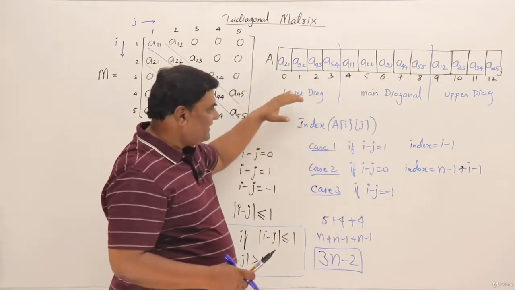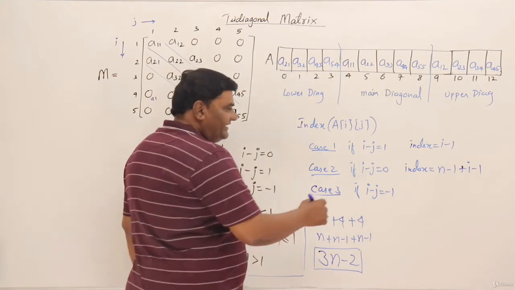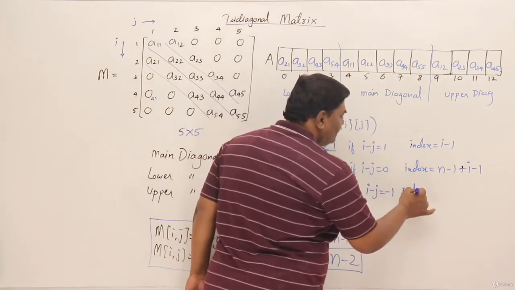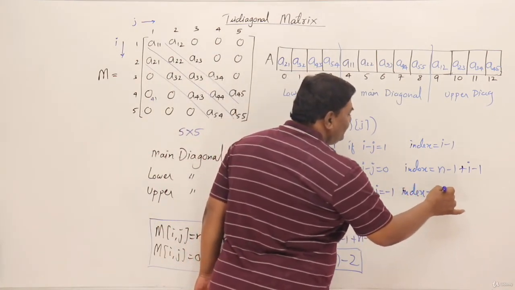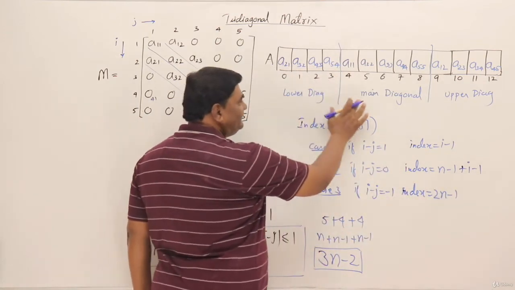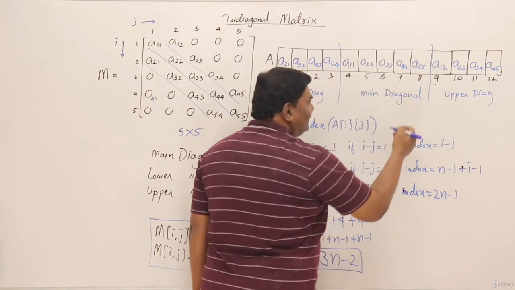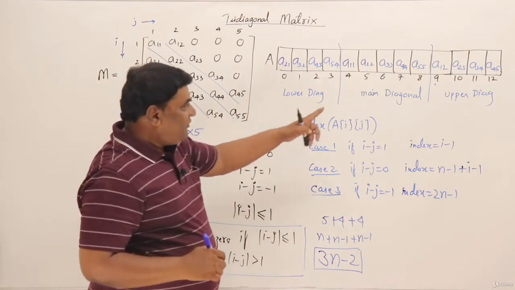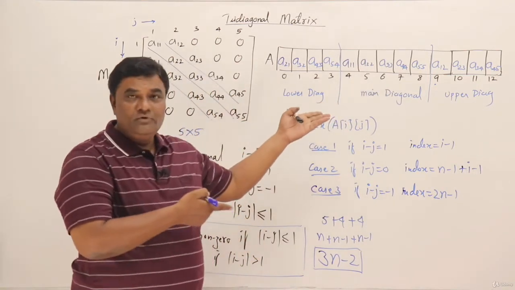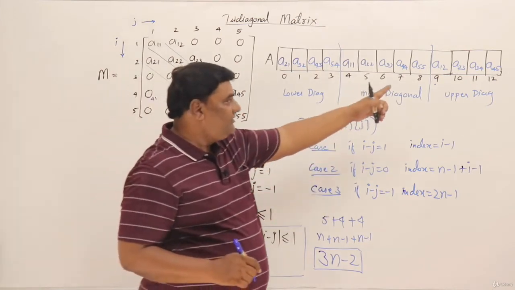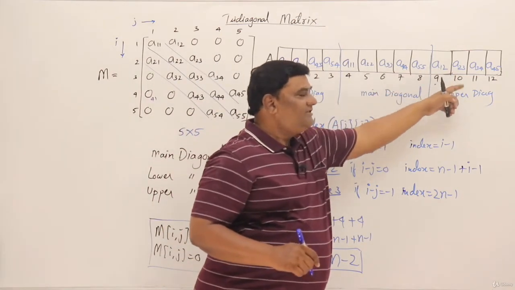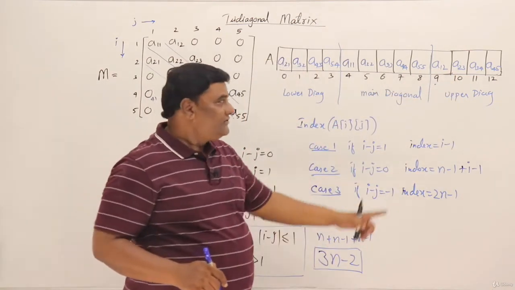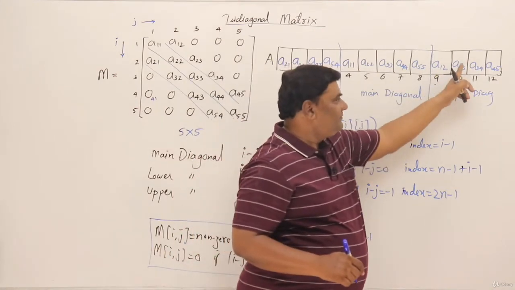So n minus 1 and n elements. So index will be 2n minus 1. So I have to skip all these elements, then I'll be here. And that location can be taken as 0. So if I want 1 comma 2, then don't move, that is the element. If I want 2 comma 3, then move by 1 place. So if it is 3 comma 4, move by 2 places.